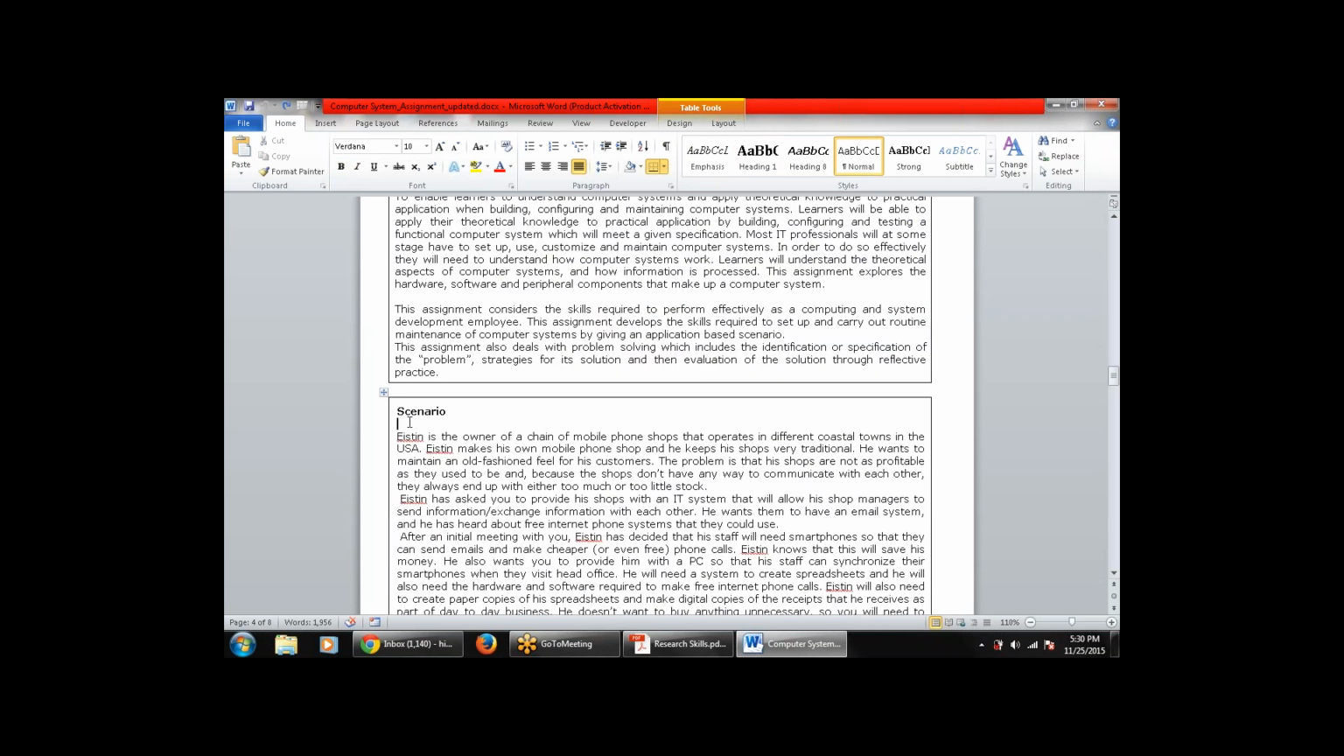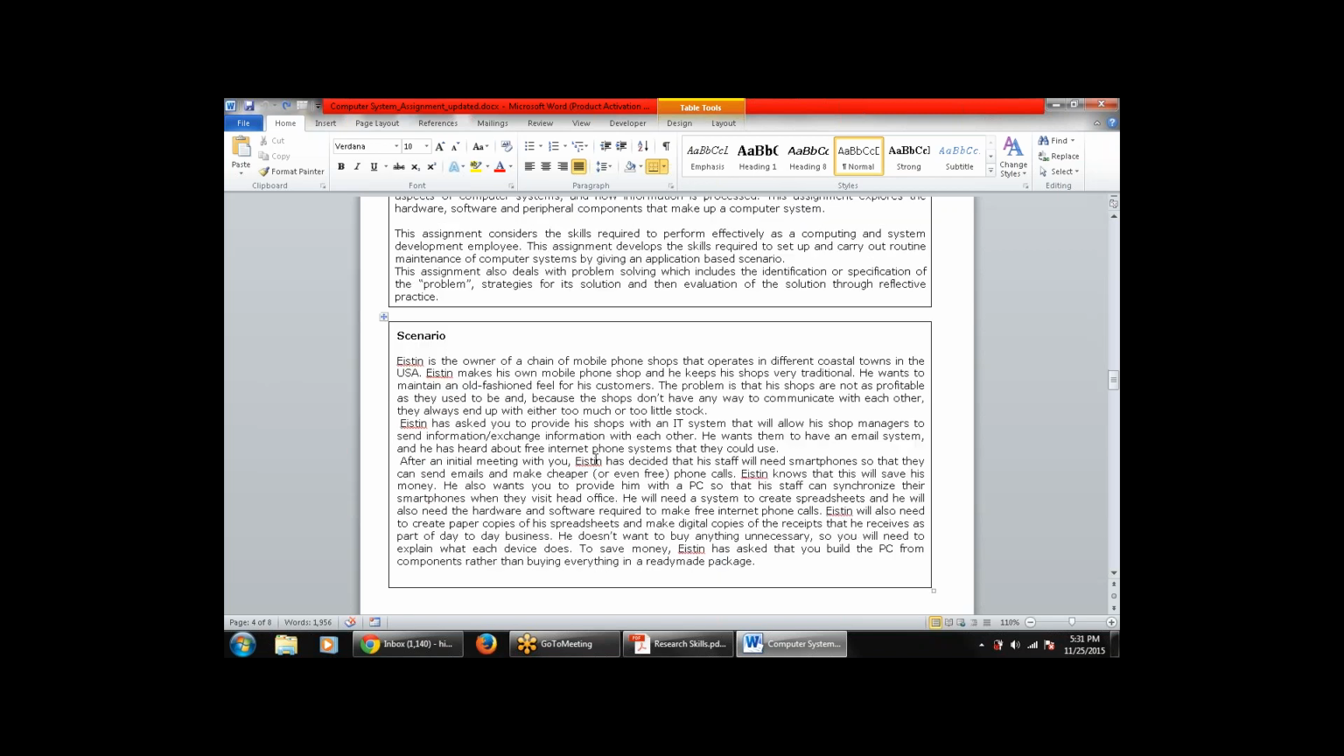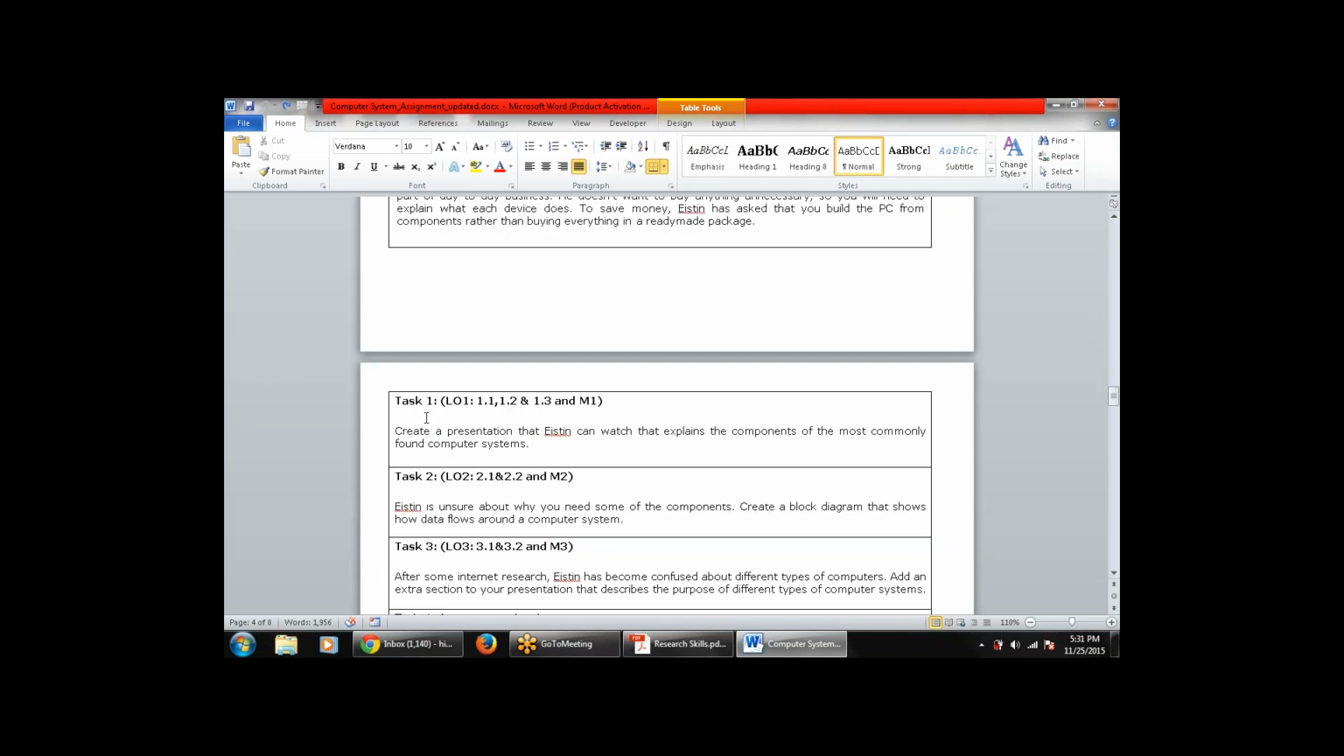This is a scenario that is given. One of the person that is working in a mobile phone shop that operate in different coastal towns in the USA, and he or she wants to make the hardware or the software very effective. So that is the main scenario. You have to study. If there is any doubt, you can ask the doubts from me. Now these are the various tasks based on the scenarios. That is the LO1 is completed in this, and M1 is also completed in this. Now this is the task 2. LO2 is completed in this.